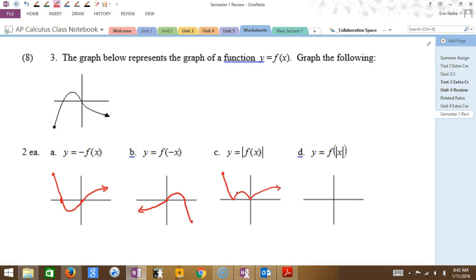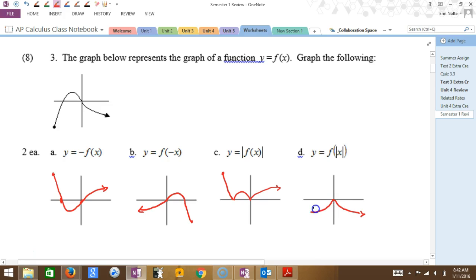Okay, so D is the hard one. Does anybody remember how to do D? When you have absolute value, you take everything that's on the right-hand side, everything in the positive of the y, and you draw that. So you're looking at just this right-hand side. Then you also draw the left-hand side, which is a reflection of that over the y-axis.